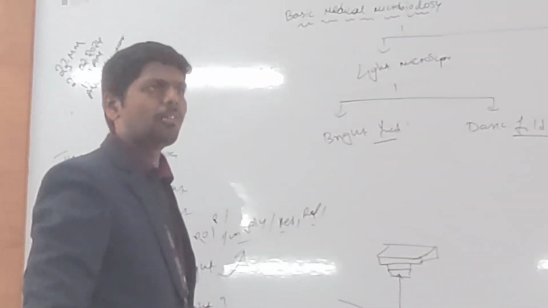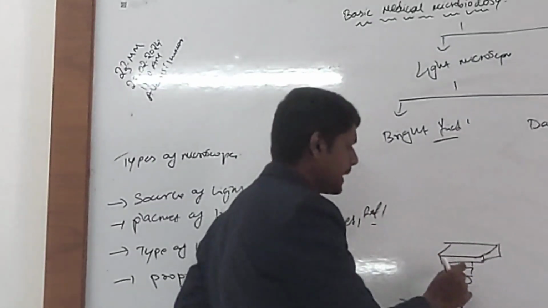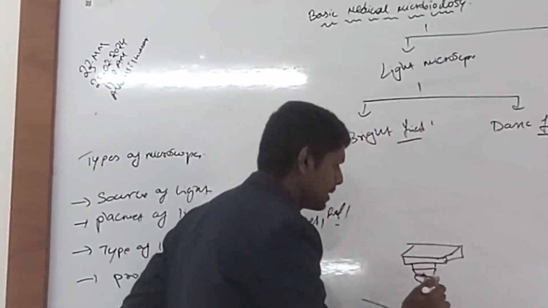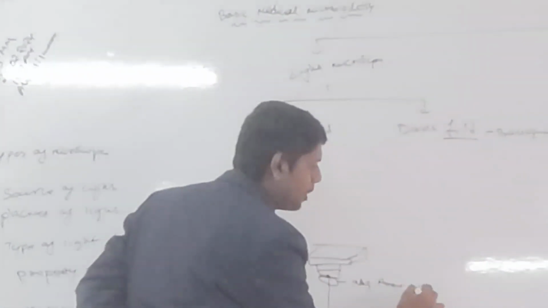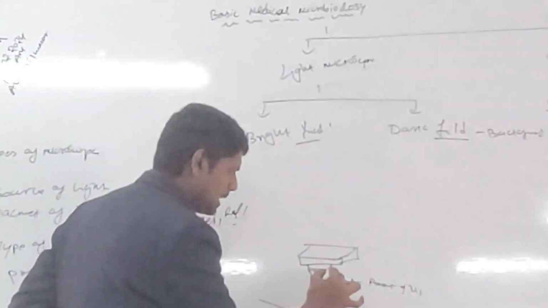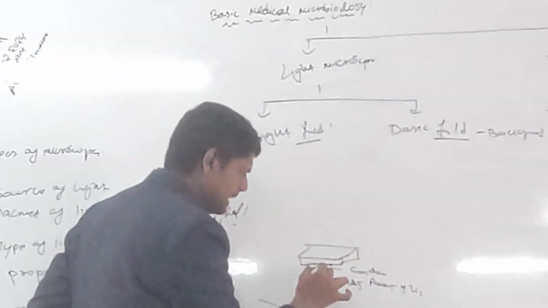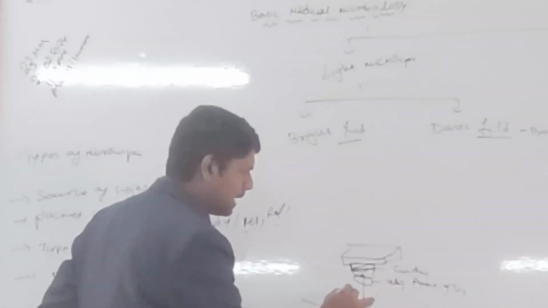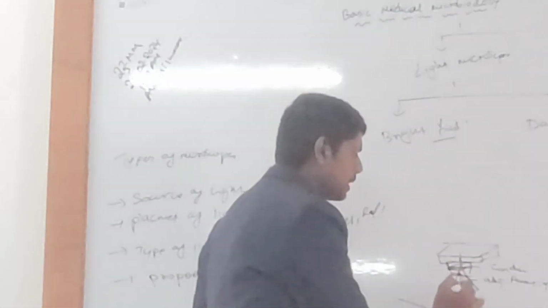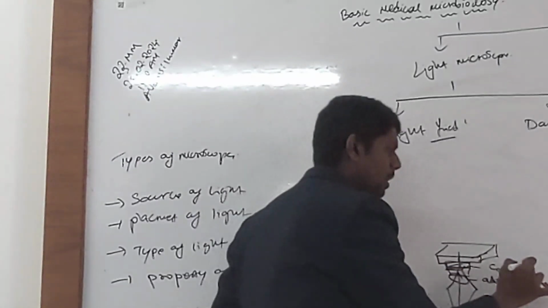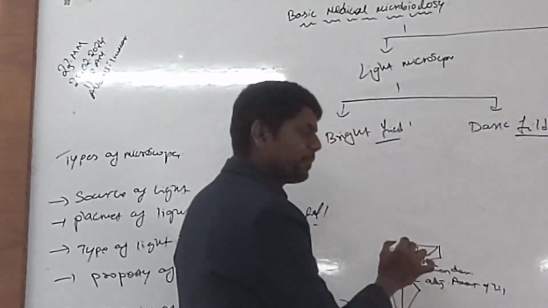What is the significance of the diaphragm? It will adjust the amount of light. The pupil of the diaphragm will dilate or constrict, so the diaphragm will adjust the amount of light. Then there is the condenser. What is the purpose of the condenser? The condenser will condense the light. This bright light will be condensed and focused onto the specimen. That is the purpose of the condenser. Then here we have the specimen.